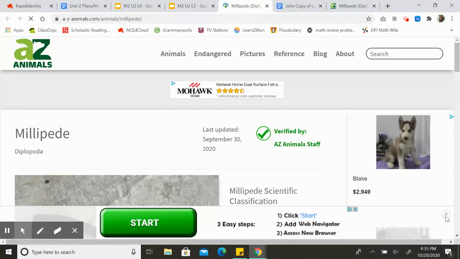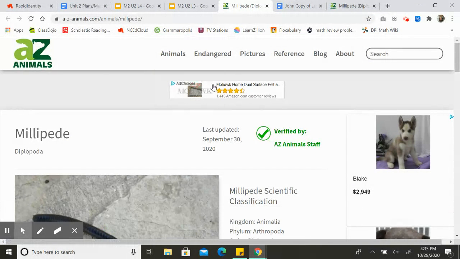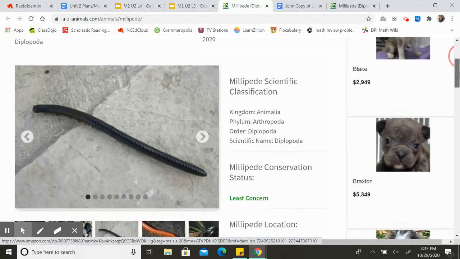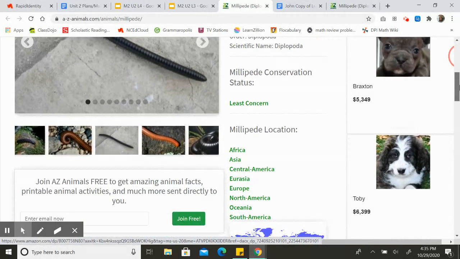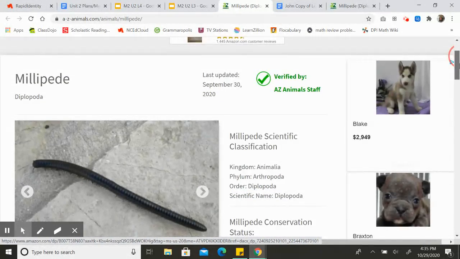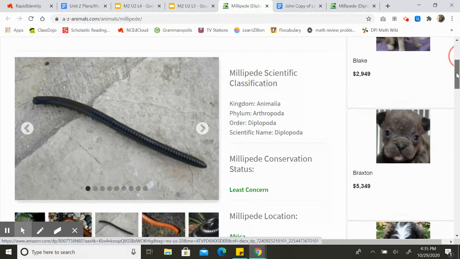Here's our website. All right, now there are some ads, and this is a .com website, but we have searched it over, so it's okay. Just ignore those dogs. Also, look on the right side. Don't you dare buy a dog that costs that much money. Go to the animal shelter if you're going to get a dog.